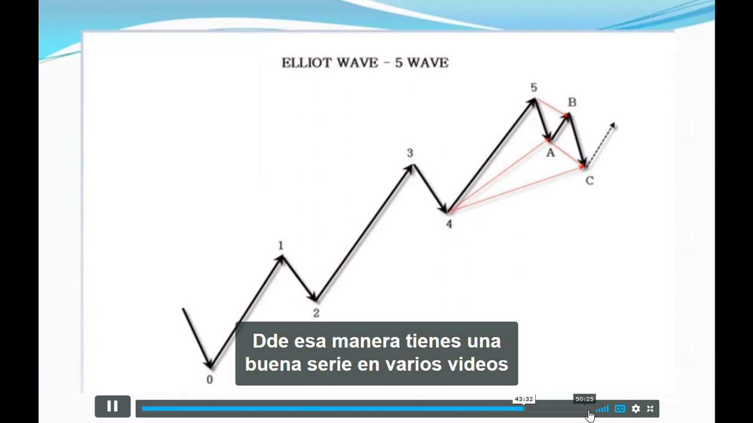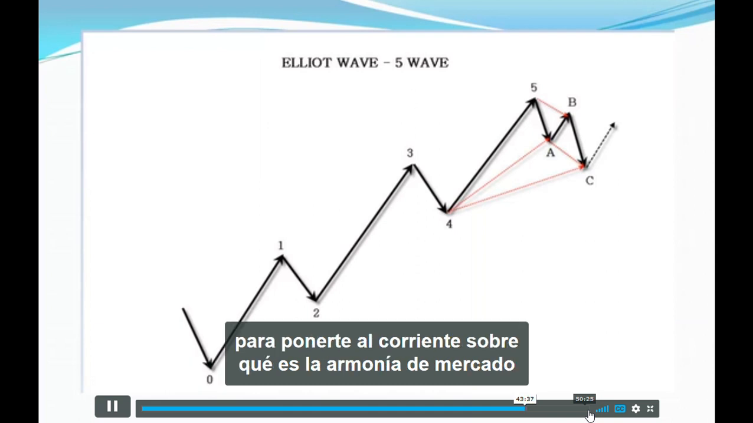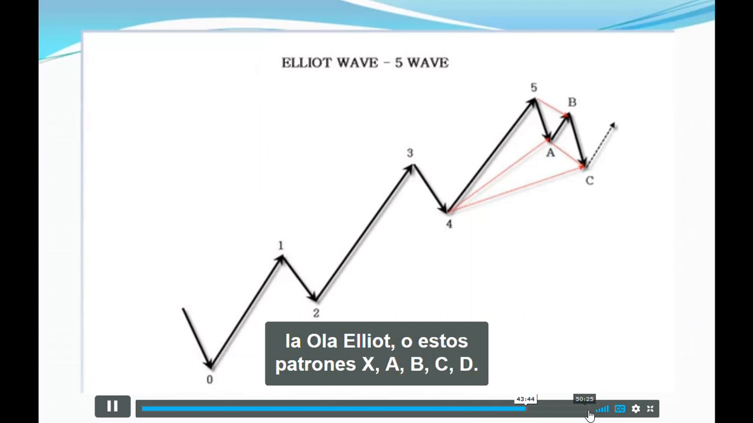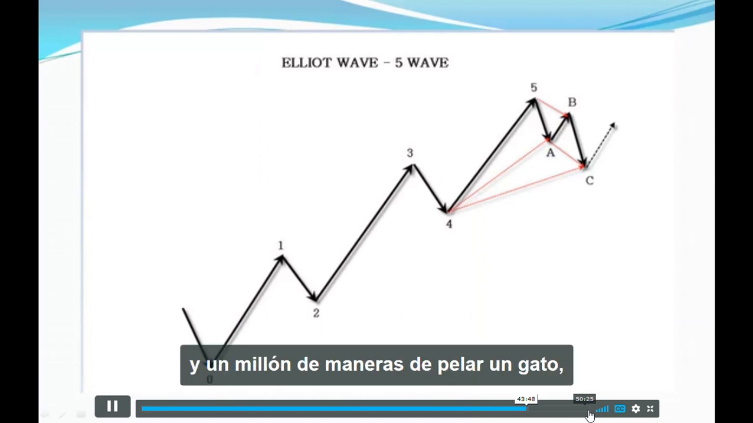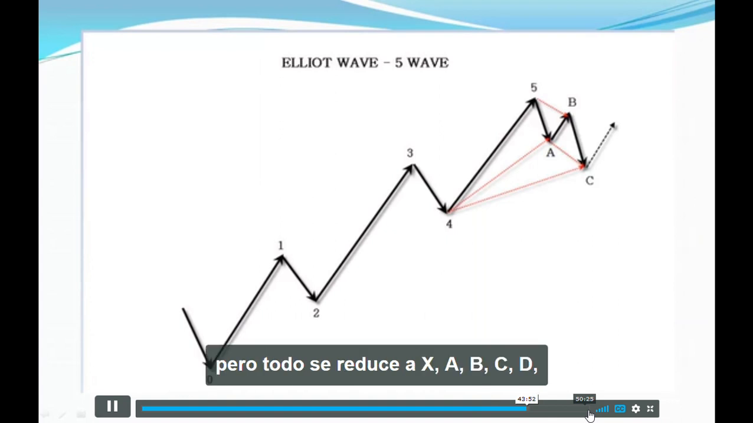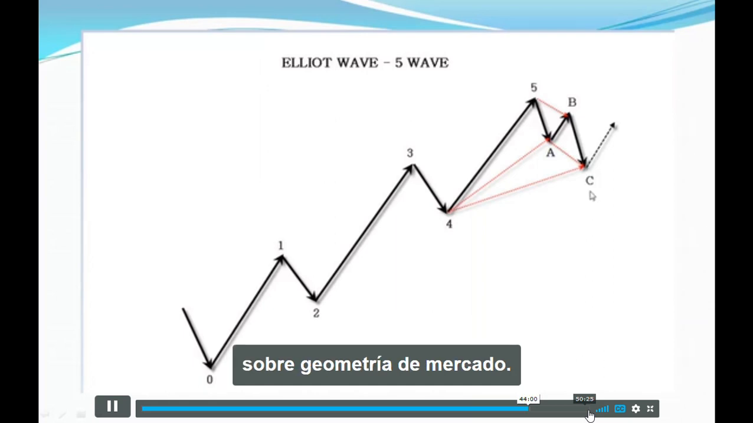So that way you have a good series of multiple videos that you could look at from week to week to catch up on what market harmonics are, market geometry, and basically what they call the Elliott wave, or these XABCD patterns. So there's a million ways to look at it, a million ways to slice a cat, a million names they could put to it, but it all comes down to XABCD. And with that, we're going to end this week's thoughts on market geometry.